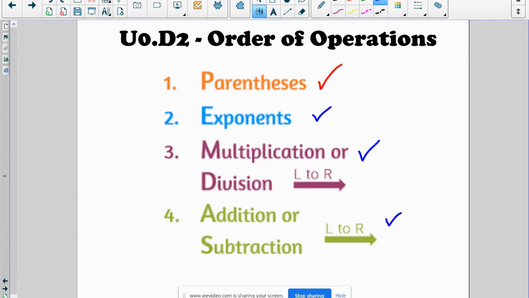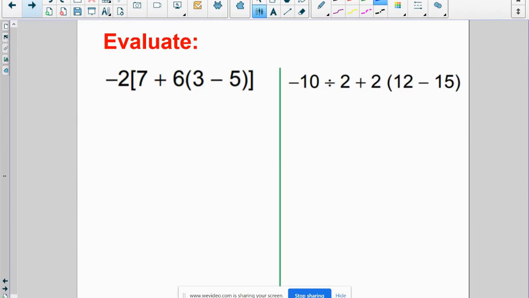So we did our PEMDAS, or please excuse my dear Aunt Sally, as another way to remember that, using the acronym from the first letter of each word, to remember the order of operations. So here's a couple more examples. One that includes multiple grouping symbols. We have the brackets, which are indicated here with a little square bracket symbol. And then we also have the parentheses, which are your normal set of parentheses. When you have multiple grouping symbols, you always work with the one that's inside first, or innermost first.